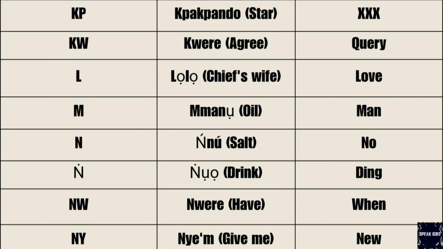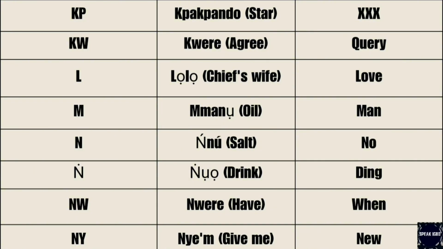Kwe, Quere. It means agree. Quere, agree. Then the English word with the que sound is query. Question. Yeah, they all have the que sound. Queen. Yeah. Then Li Lolo means chief wife, chief's wife. And the Li sound for English is love. The similar sound there is love.